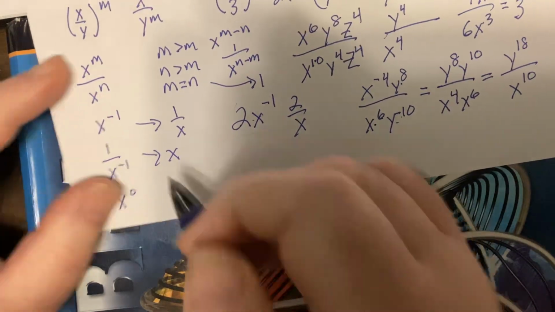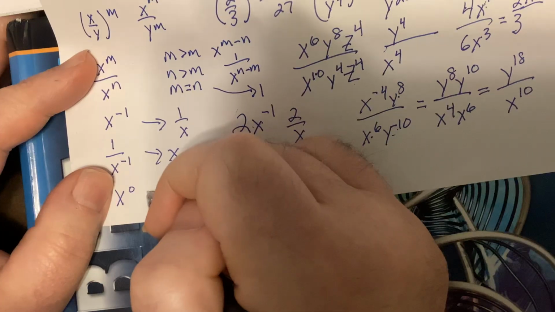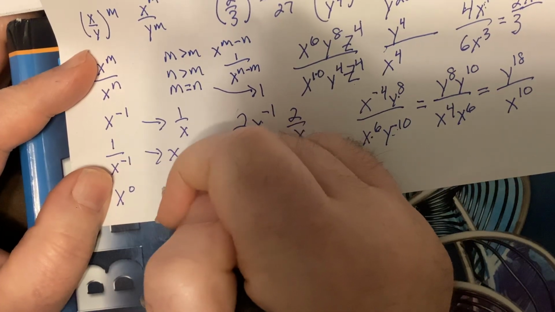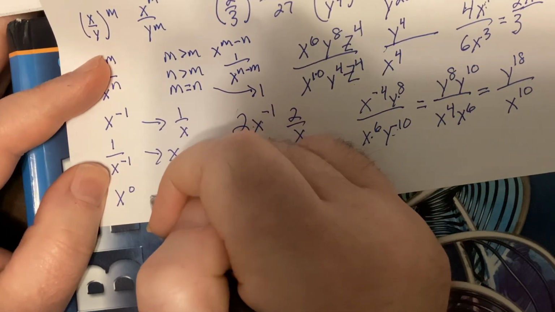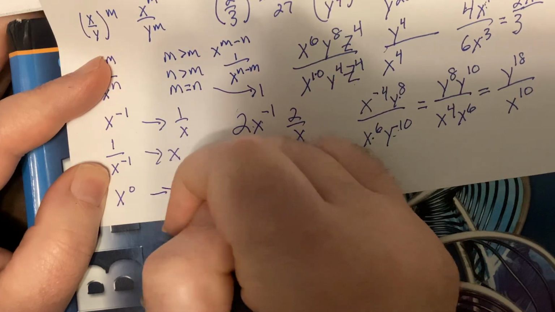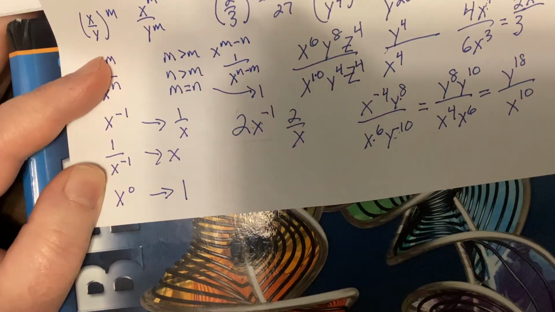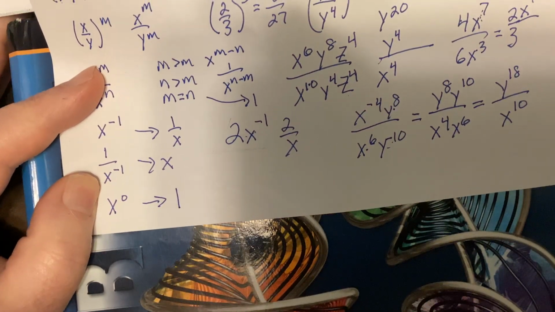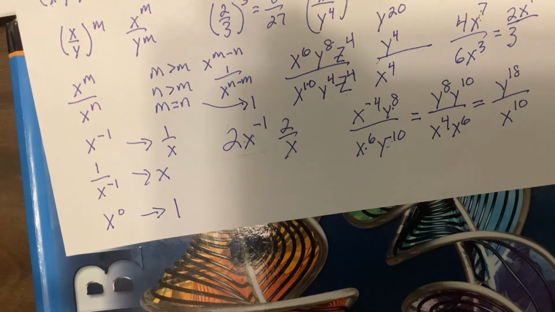And a 0 power, do you remember what it means? Yes, that is right, Antonio. Keep it going. A 0 power means 1. So anything to the 0 power is 1.